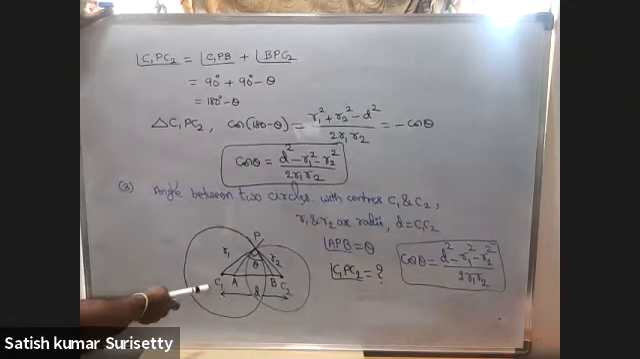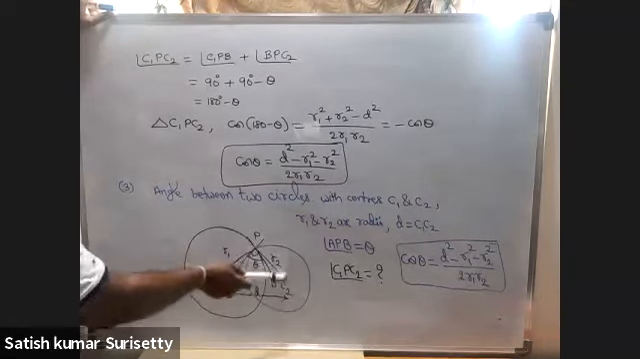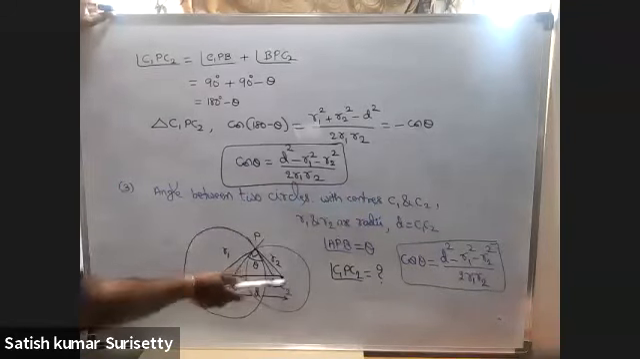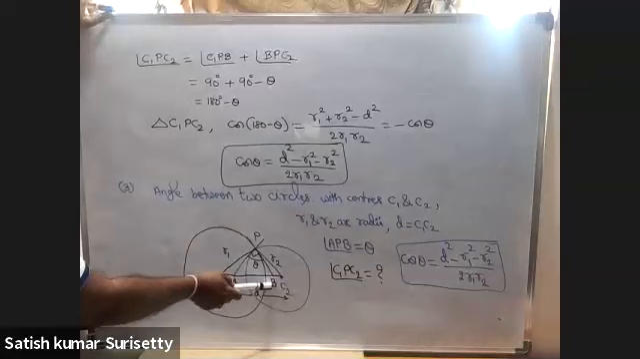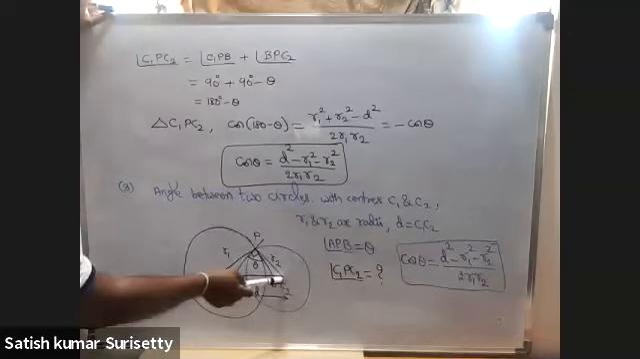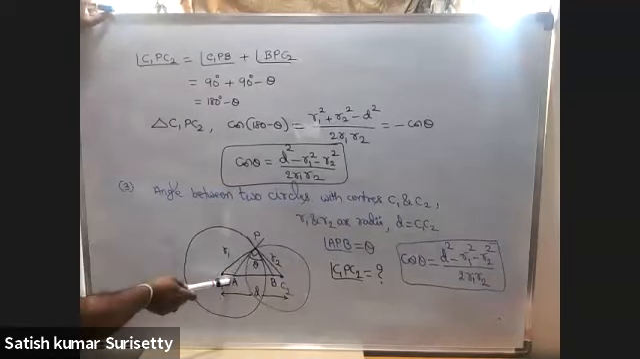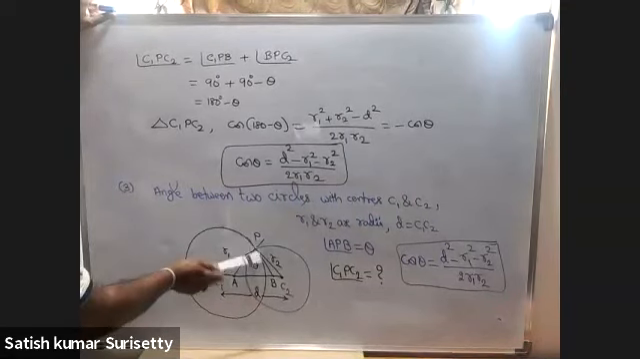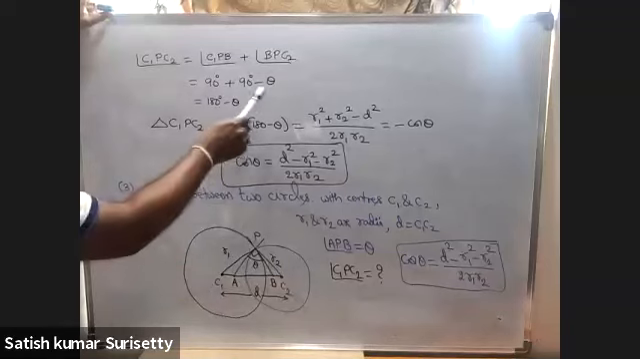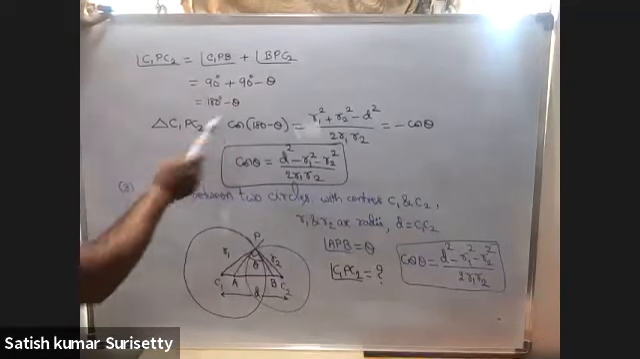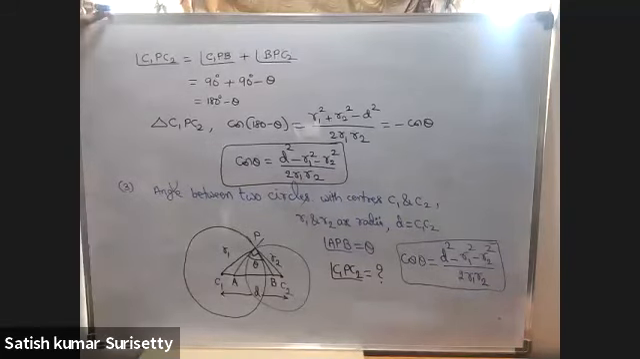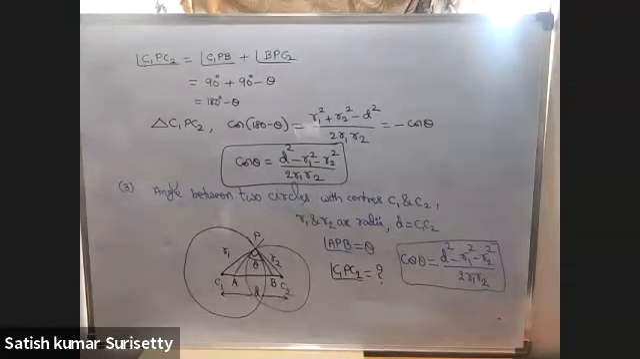From the figure, angle C1 P C2 you can split as angle C1 P B plus angle B P C2. Angle C1 P B is 90, and angle B P C2 we can write as angle A P C2 minus angle APB, that is 90 minus theta. So the angle is 180 minus theta. Apply the cosine rule in this triangle. Then you can derive the formula as cos theta equal to d square minus r1 square minus r2 square upon 2 r1 r2.